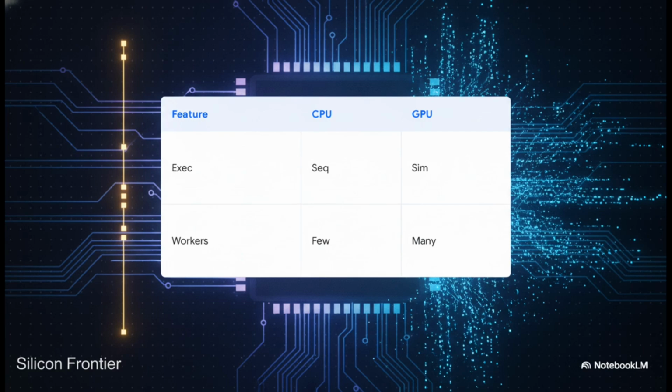A GPU takes a completely different execution approach. It divides the image into thousands of smaller chunks and deploys thousands of threads to process different pixels at exactly the same time. Simultaneous execution versus sequential execution. That right there is the true power of parallel computing.